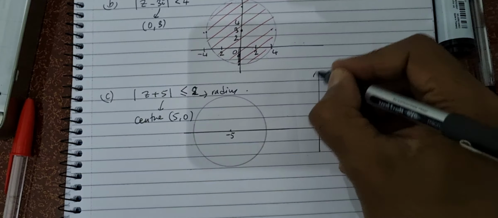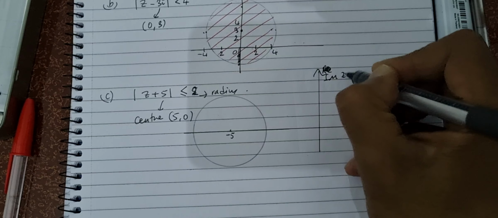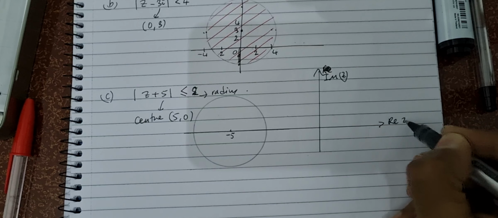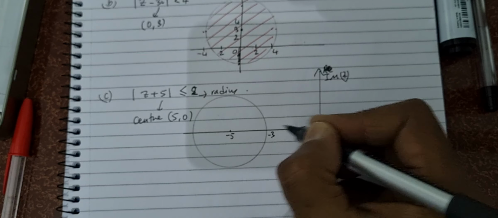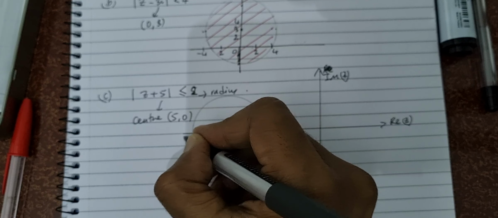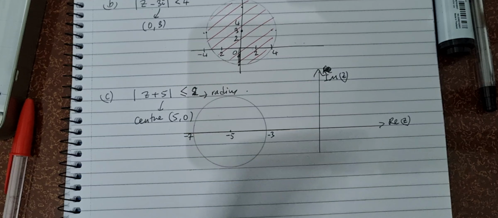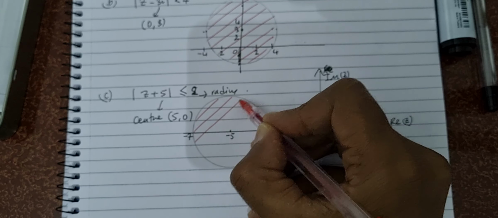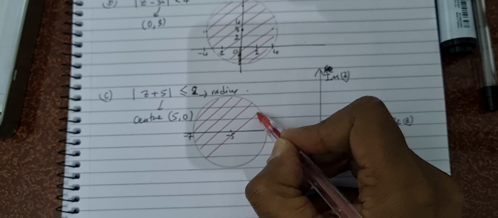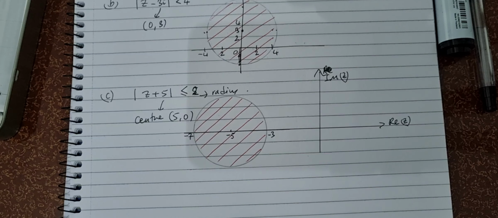And now this looks pretty much like it. Oh, sorry, this is imaginary, Z. And then you've got the real part, Z. And of course, this is going to be equal to -3, and this is going to be equal to -7, because you're moving 2 units and 2 units. Now, this circumference is included, and we're going to shade inside the circle. All the points are included, as well as the circumference of the circle. Right, so that's pretty much about it. So here we go.